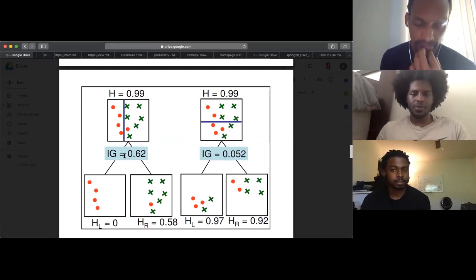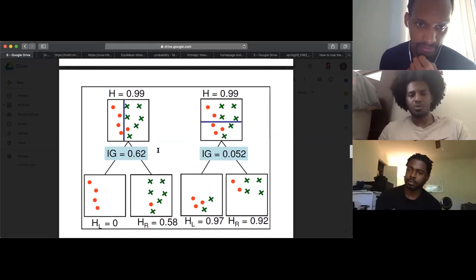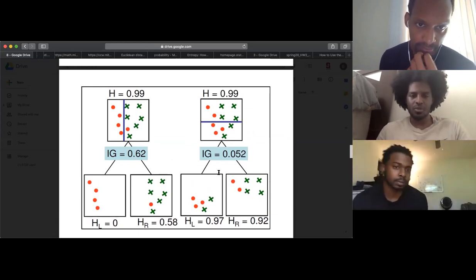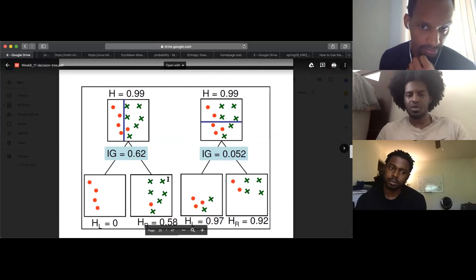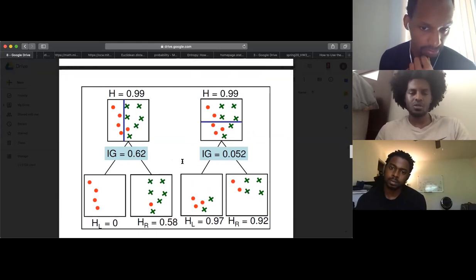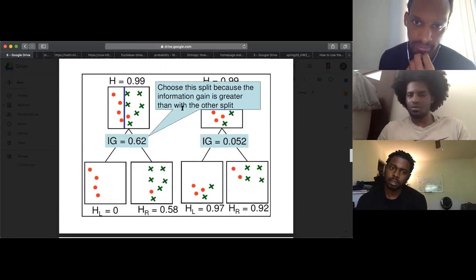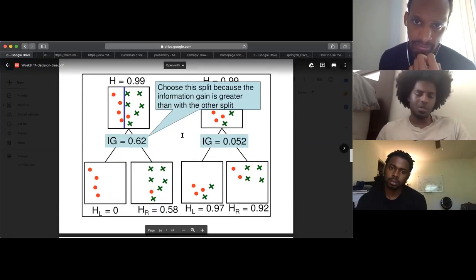So yeah, you can see that you gain 0.62 bits of information on average by splitting your data, as opposed to 0.05. So it's very clear that you would choose your left-hand side split. Yeah, again, information gain is greater, so you'll pick the left.